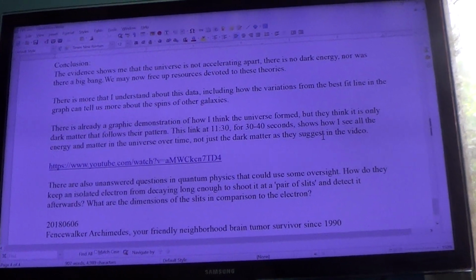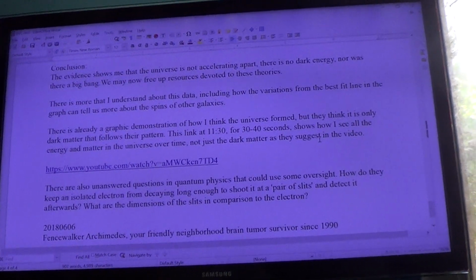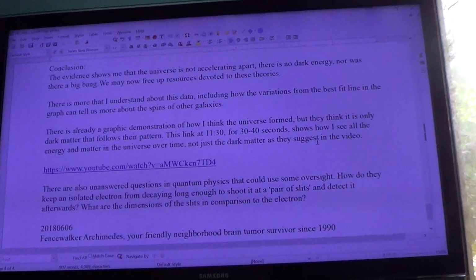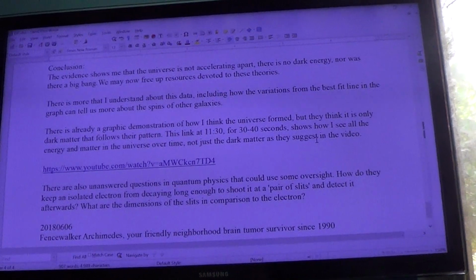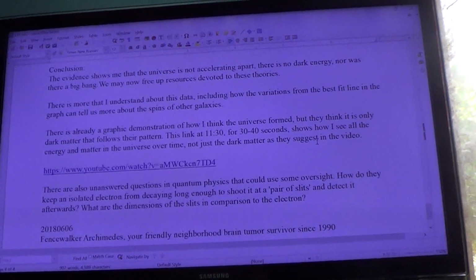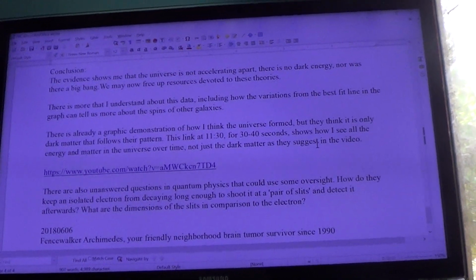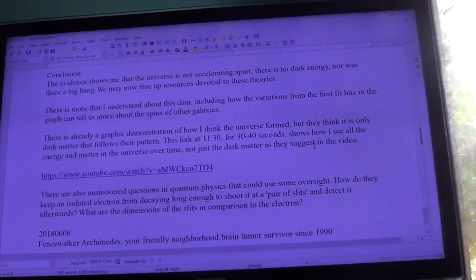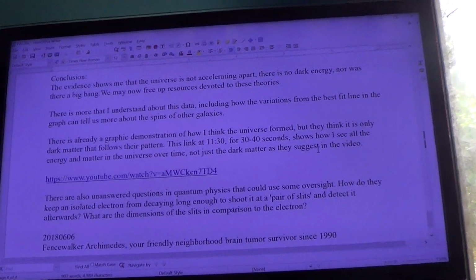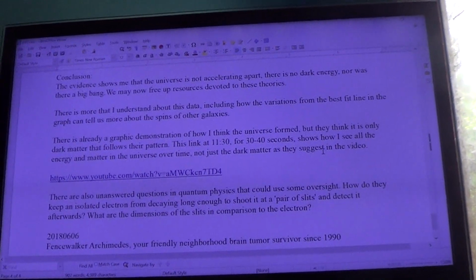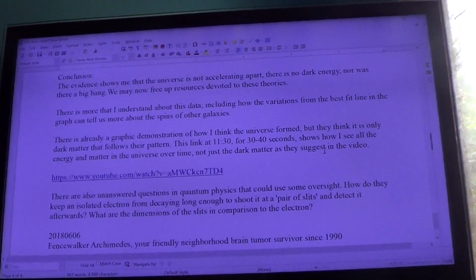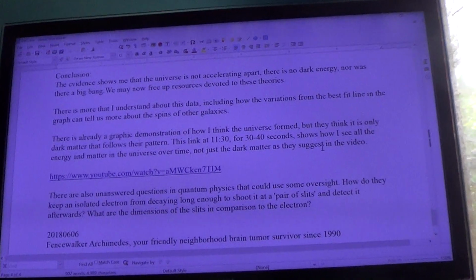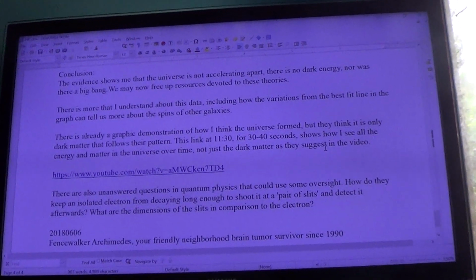There is already a graphic demonstration of how I think the universe formed, but they think it is only dark matter that follows this pattern. This link at 11 minutes 30 seconds for about 30 to 40 seconds shows how I see all the energy and matter in the universe over time, not just dark matter as they suggest in the video. There's a link there.